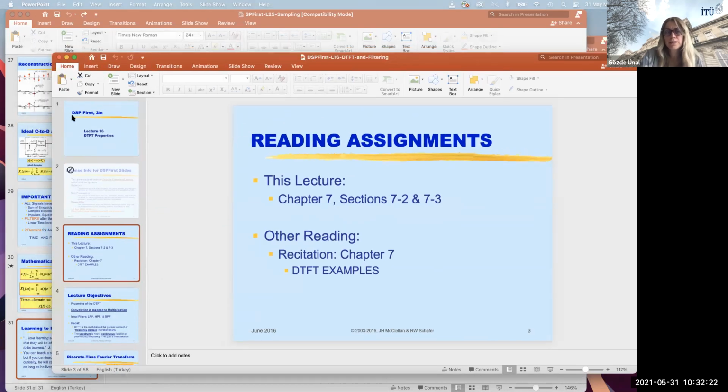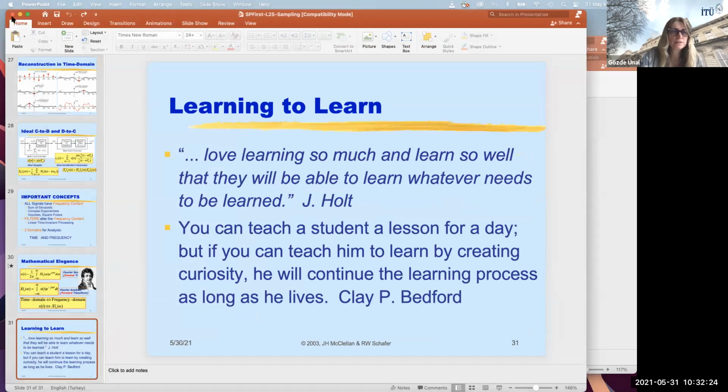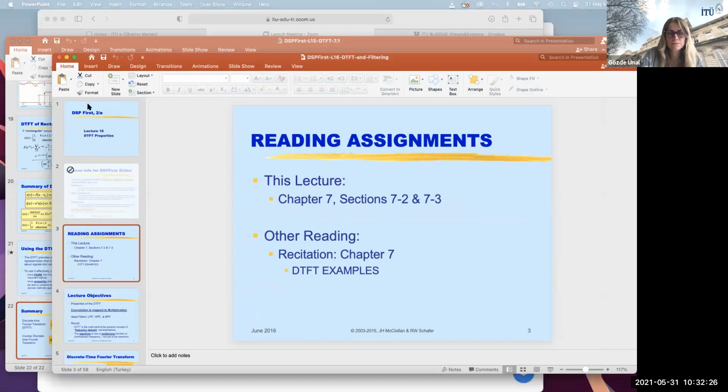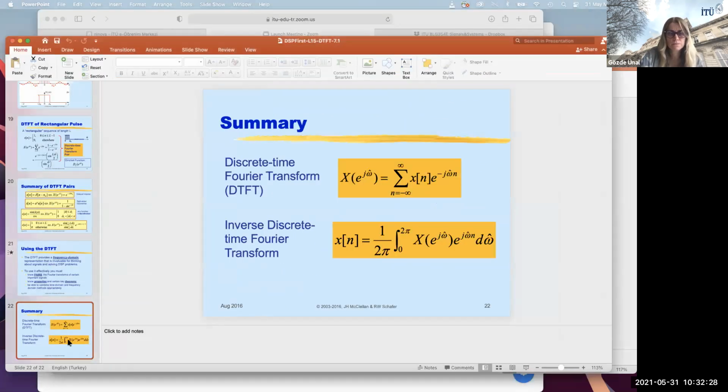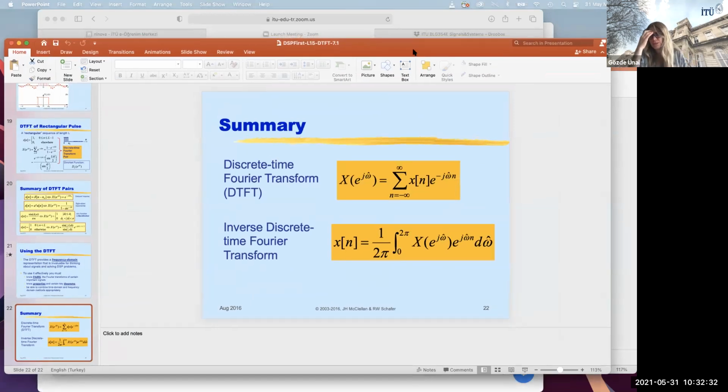So, any questions from the discrete time Fourier transform? We are fine.